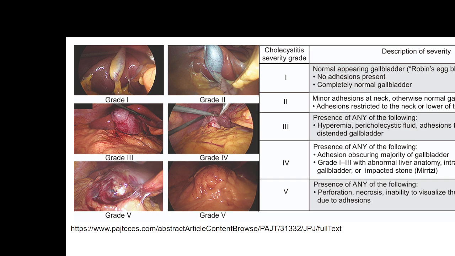If there is hyperemia or pericholecystic fluid, adhesions on the body, and the gallbladder is distended, we keep our fingers crossed, keep the patient under observation, and then decide whether surgery is required or not. If there are severe adhesions obstructing the major portion of the gallbladder, abnormal liver anatomy, intrahepatic gallbladder with impacted stone, or presence of perforation, necrosis, or inability to visualize the gallbladder due to adhesions, in such conditions we consider them surgical. So essentially surgical, and many of these require emergency surgery.